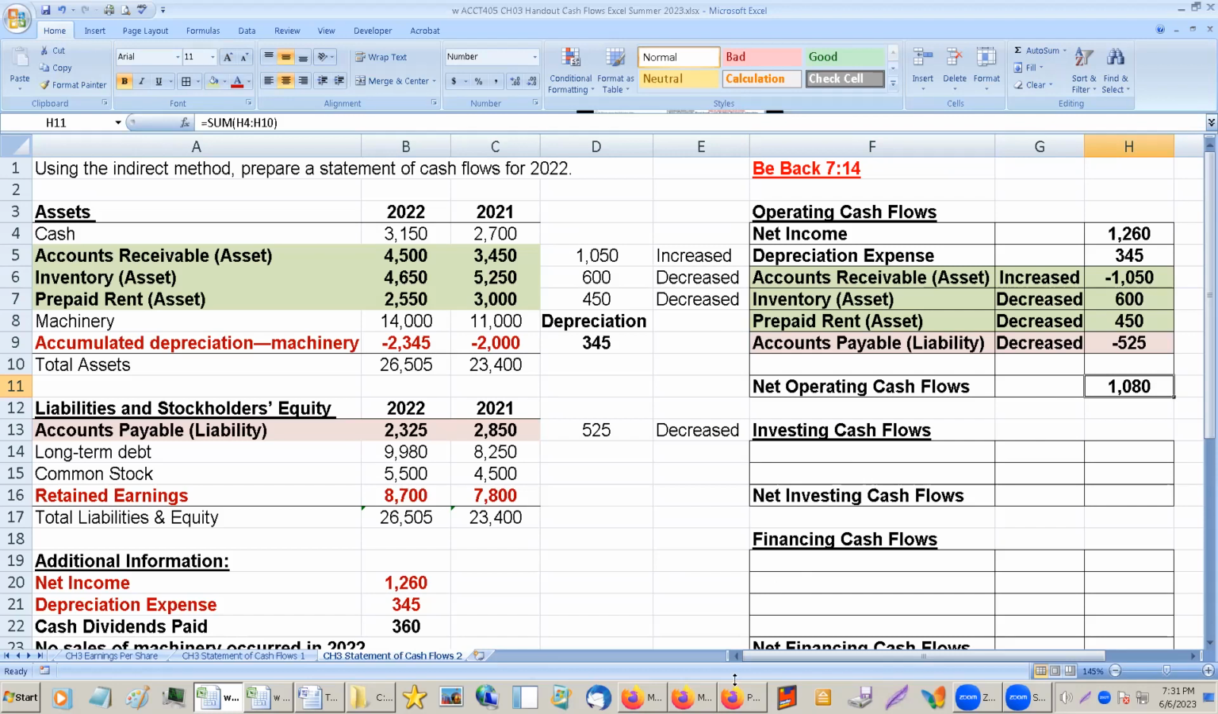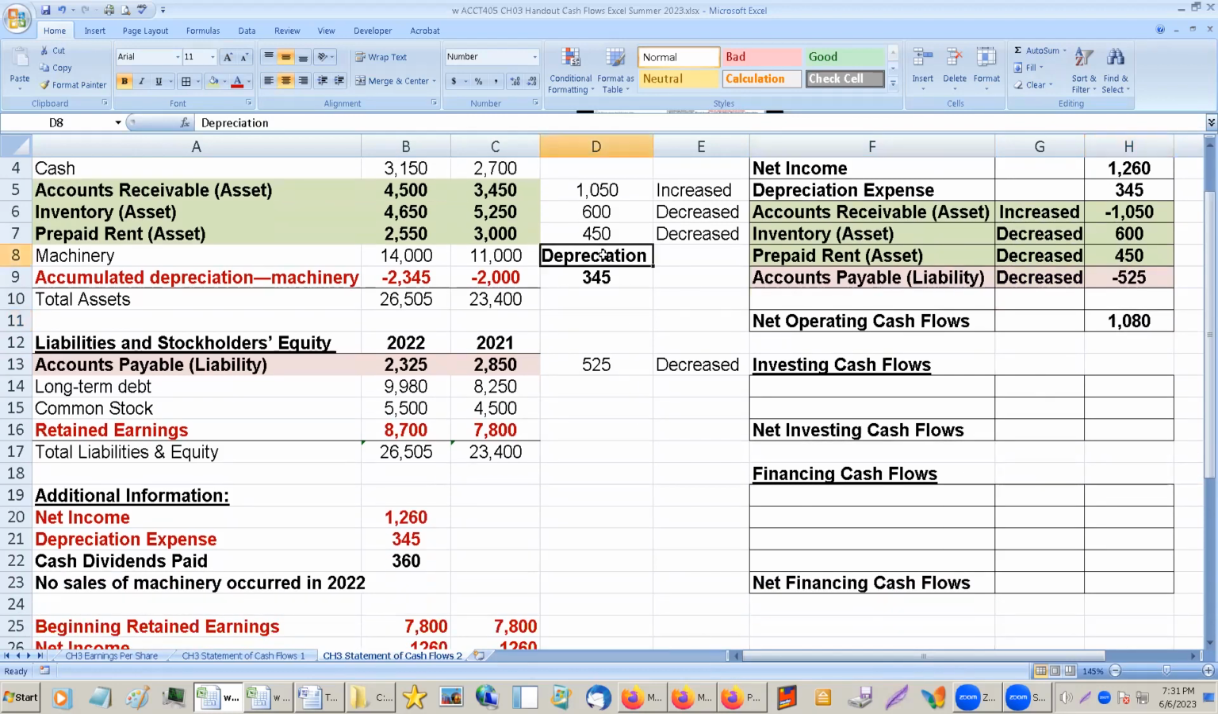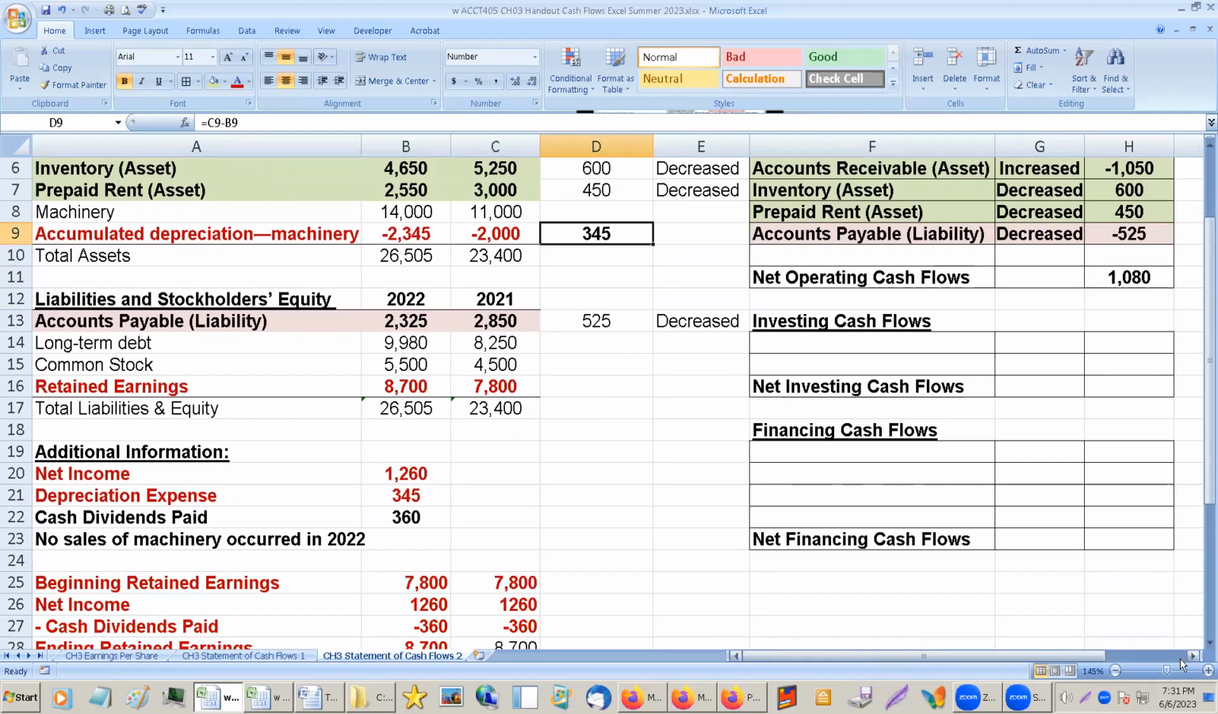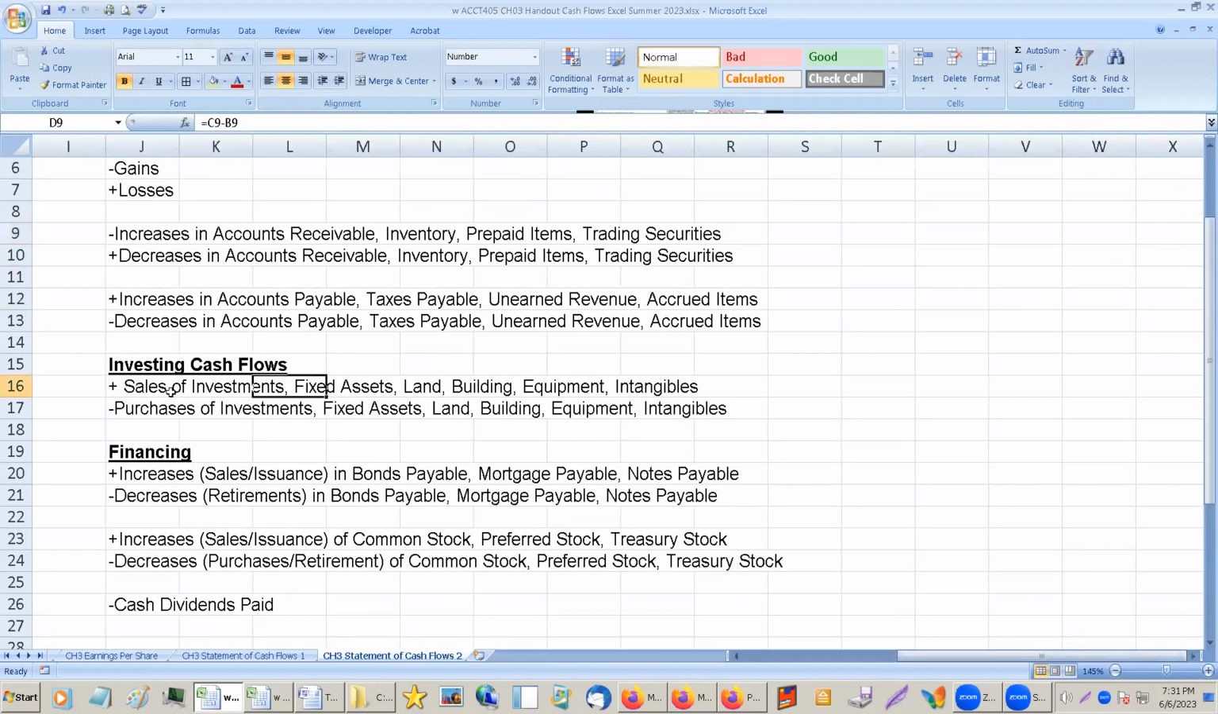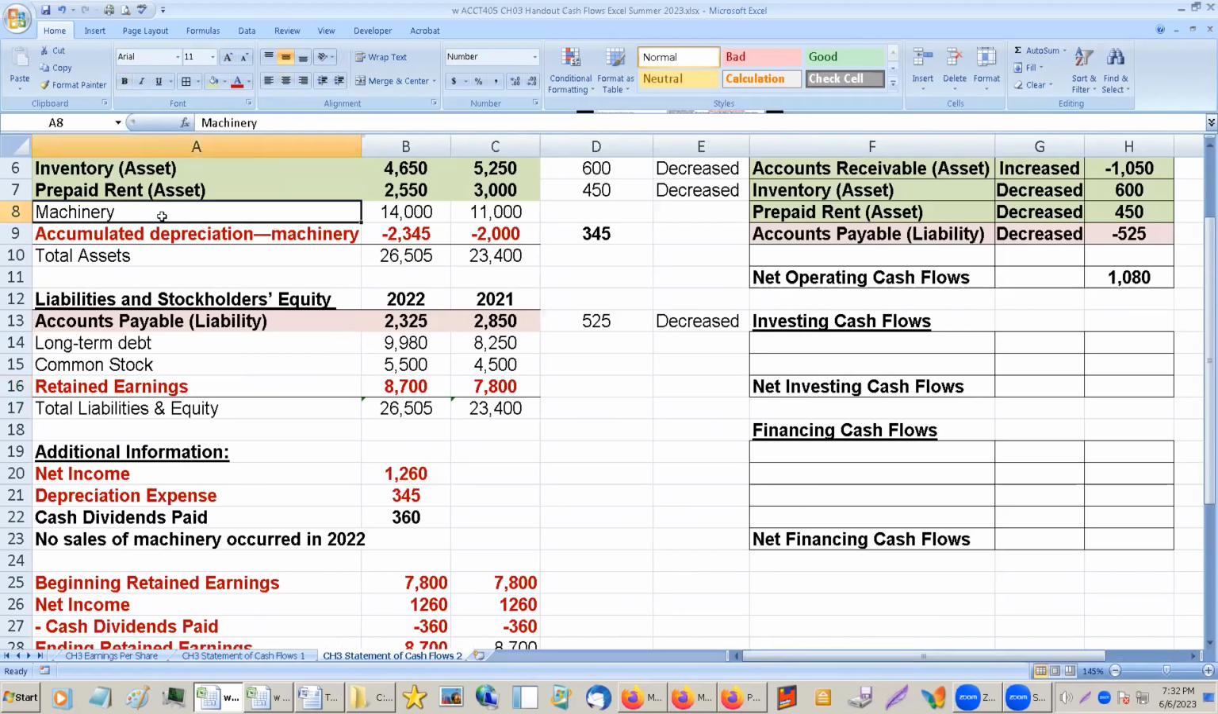Okay, now investing. Investing cash flows. So this is when you invest in long-term assets or sell long-term assets. Now, coming over here, you see this machinery. They usually call that equipment, but I think they use machinery in the textbook. This is an asset, and it's going up.